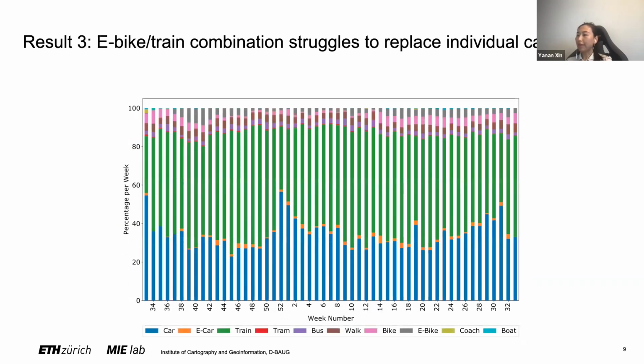For the second pilot study, the SBB Green Class e-bike pilot study, the combination of e-bike and train struggles to replace individual cars. The figure shows the mode split of all users over the tracking period. The e-bike is represented in gray and the bike option is represented in pink. The pilot study started in week 38 when users received the e-bike and the public transport pass.